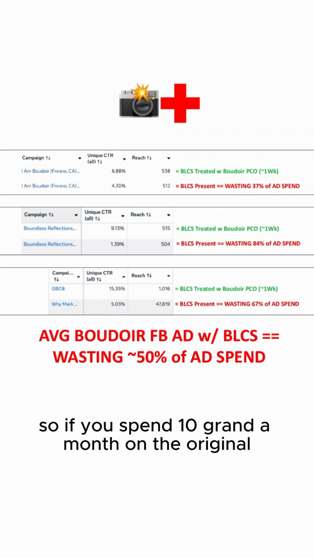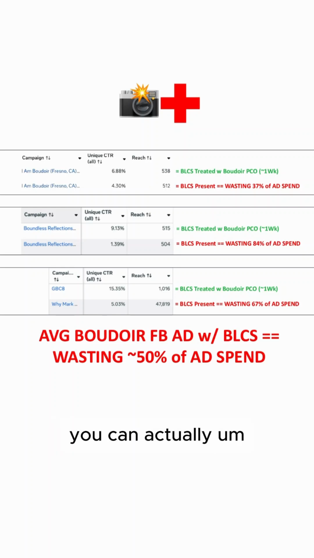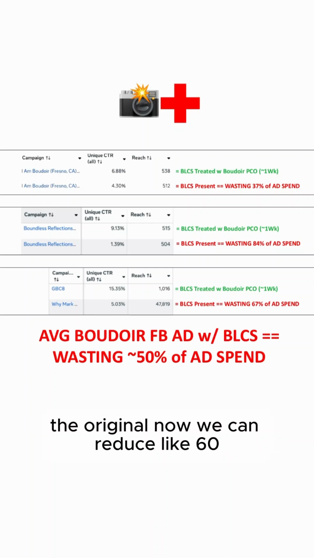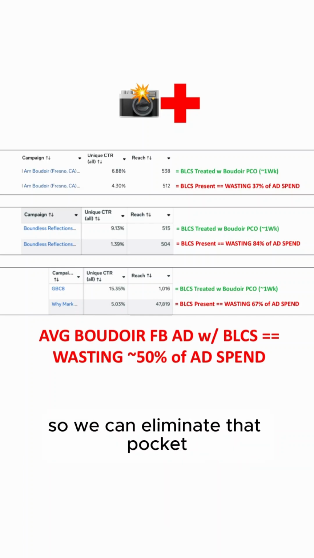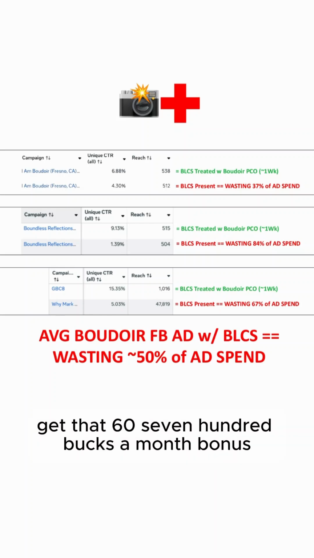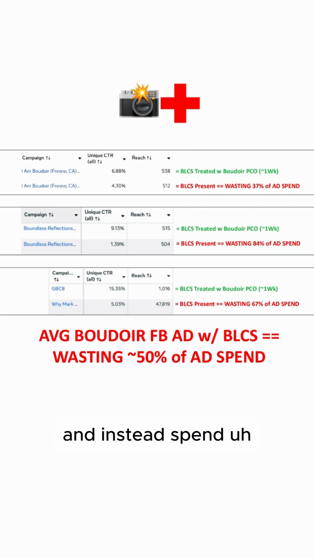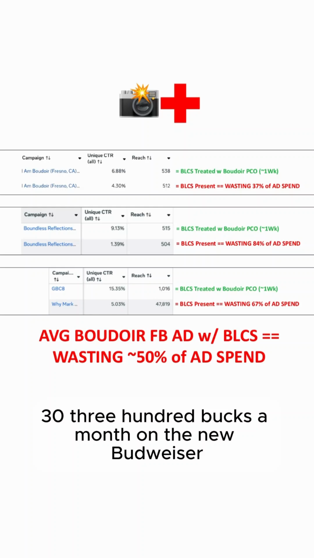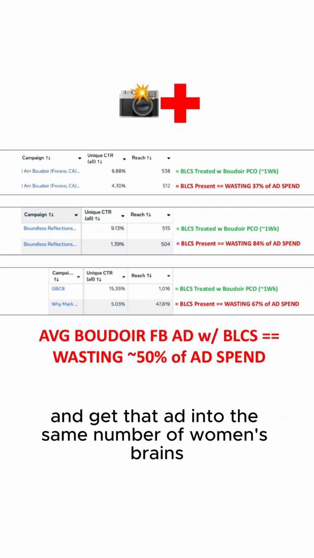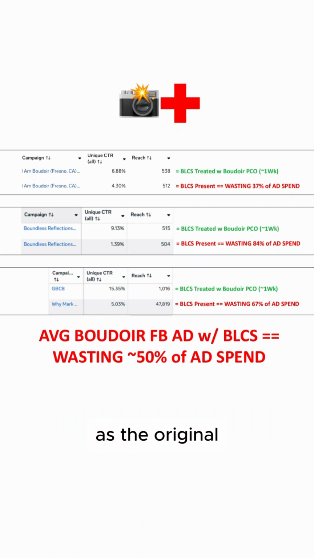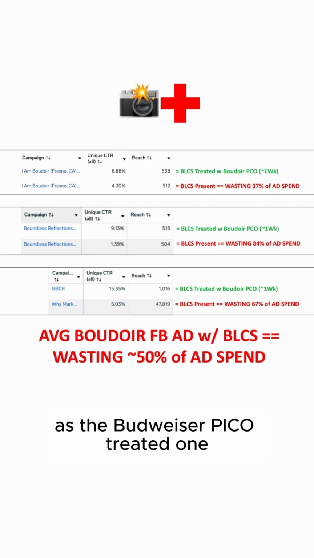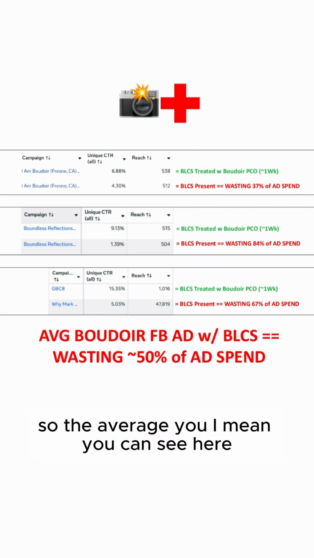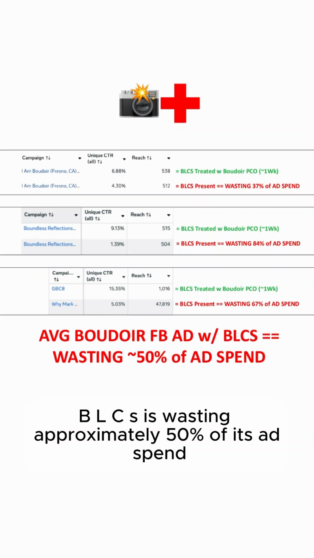So if you spend 10 grand a month on the original Boudoir Facebook ad, basically $6,700 a month is being wasted. So we can eliminate that, pocket that, simply not spend it, get that $6,700 a month bonus, and instead spend $3,300 a month on the new Boudoir Pico treated Facebook ad, and get that ad into the same number of women's brains as the original. But the original would need to spend 10 grand a month, literally like 3 times the amount of the Boudoir Pico treated one. So the average Boudoir Facebook ad with BLCS is wasting approximately 50% of its ad spend.